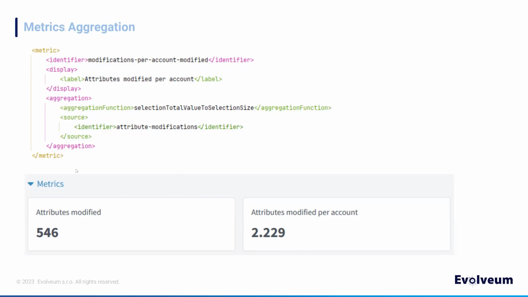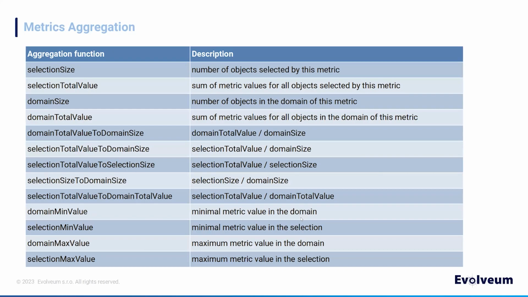And the result can be seen here. So we have 546 attribute modifications, and 2.229 modifications per account on average. Just for reference, here is the list of all aggregation functions currently available. Nothing special: some absolute numbers, some ratios, and some min and max selectors. Okay, so that's all about the metrics.